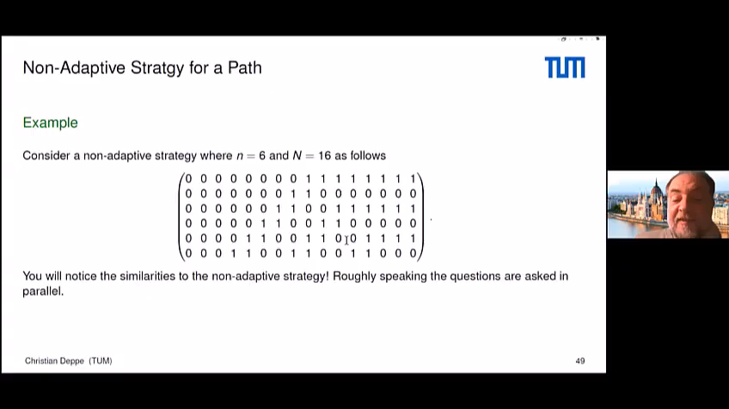So instead of asking for 1, 1 here, we ask for all ones here and zeros here. So in principle, that's exactly the same idea as for the adaptive case, that we have this first question and then we go down here and we go down here. So it's written down here. You will notice similarities, and roughly speaking, the questions are asked in parallel. And of course, you have to be sure, that's the reason why we have to change here between the questions also, that we track the element.